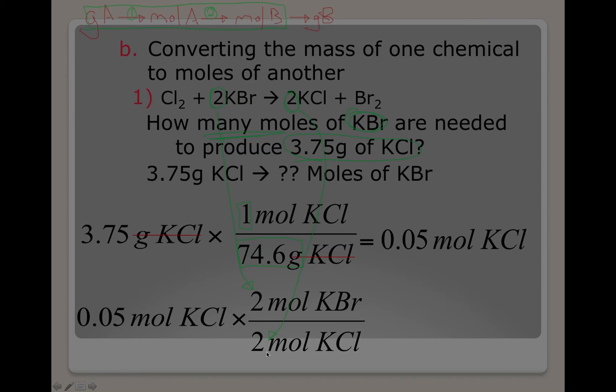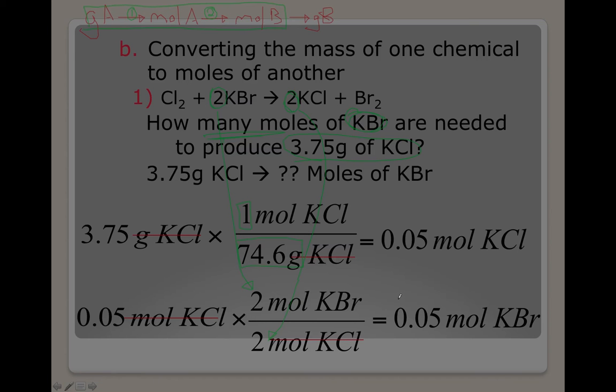Now once you have that, you do the math. 0.05 times 2 divided by 2 gets you the same number again because it's a 1-to-1 ratio. And again, it's always useful to note and remember that these units have to cancel out. So whatever you're given here has to go in the bottom. And now I have my final answer.